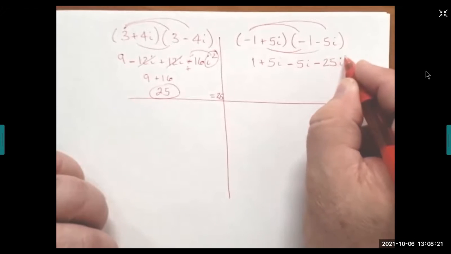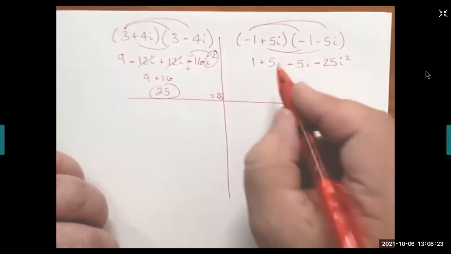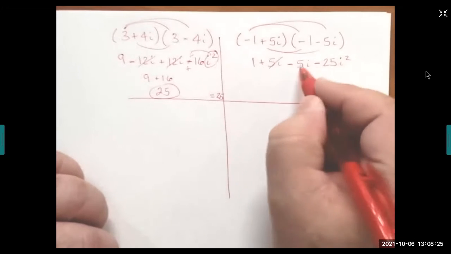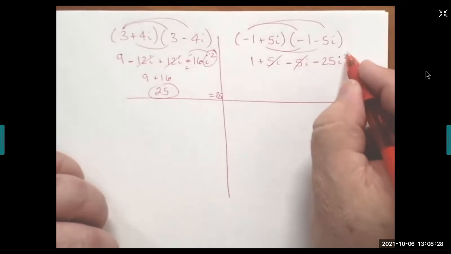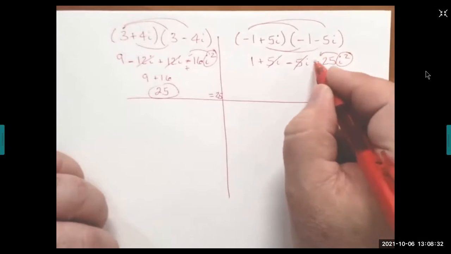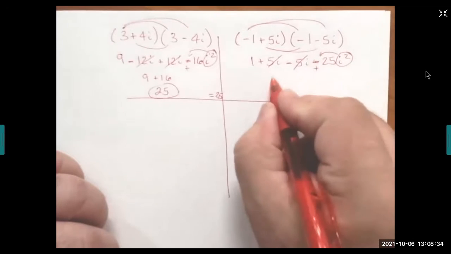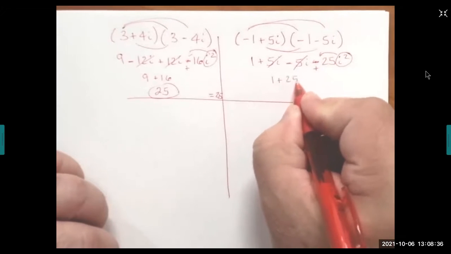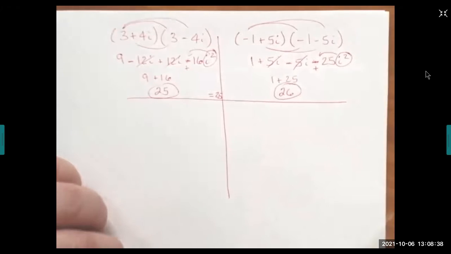I times I is I squared. Plus 5i minus 5i, cancel. This I squared changes that sign from a negative to a positive. So we have 1 plus 25 equals 26.